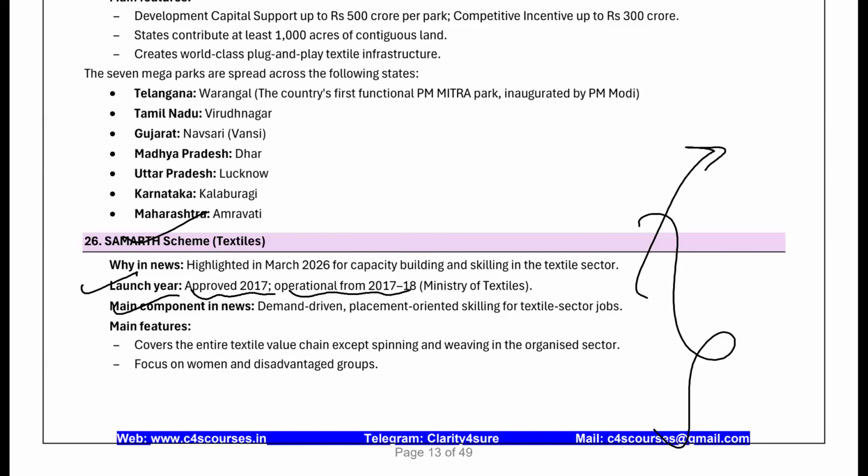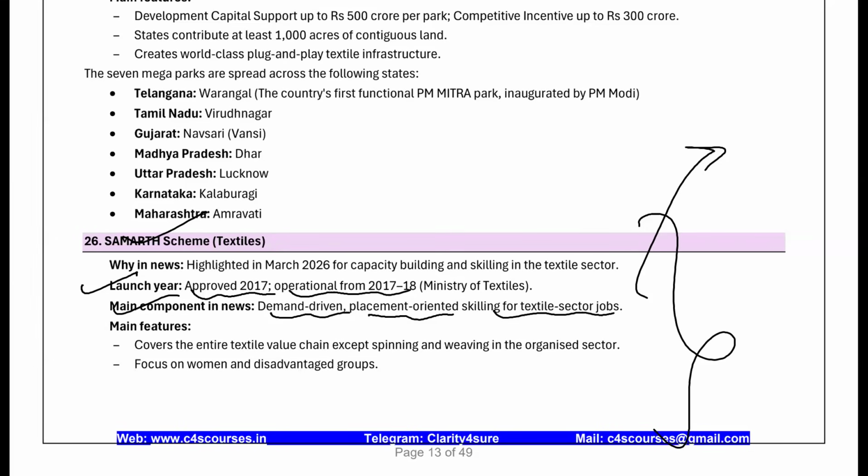Main components in use is demand driven, placement oriented scaling for textile sector jobs. Is it clear? This is all about the things that we have to understand. Exam keyword क्या है? It is textile scheme, skill scheme. Memory trick, PMKVY for textile.